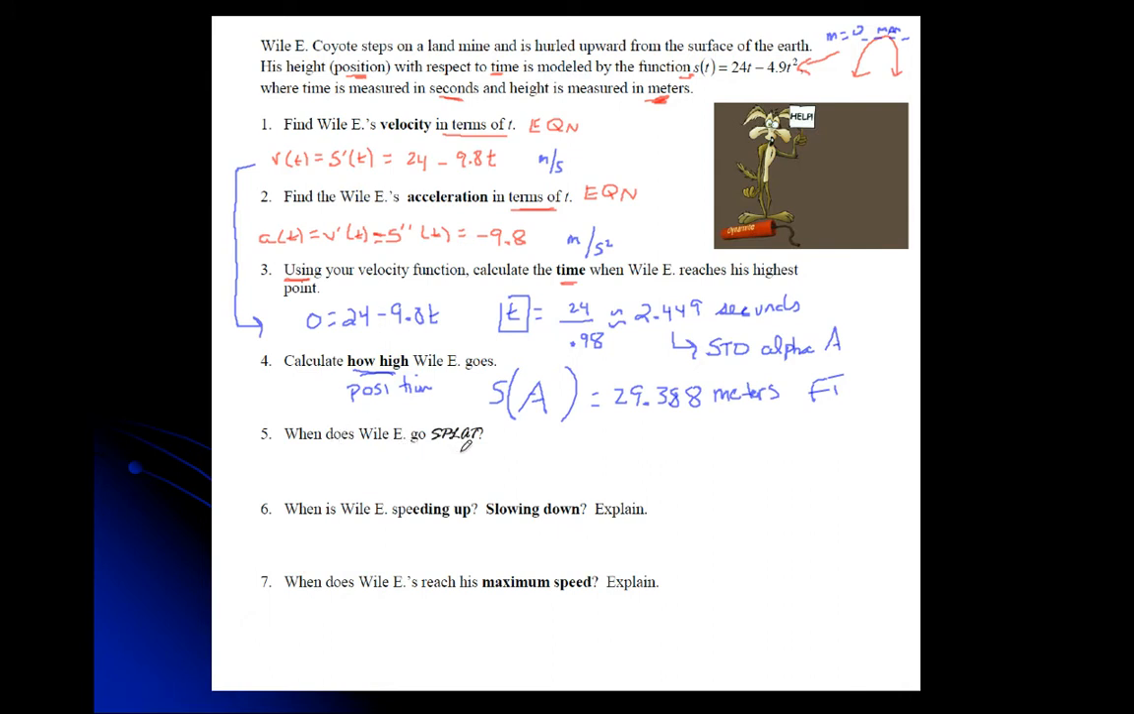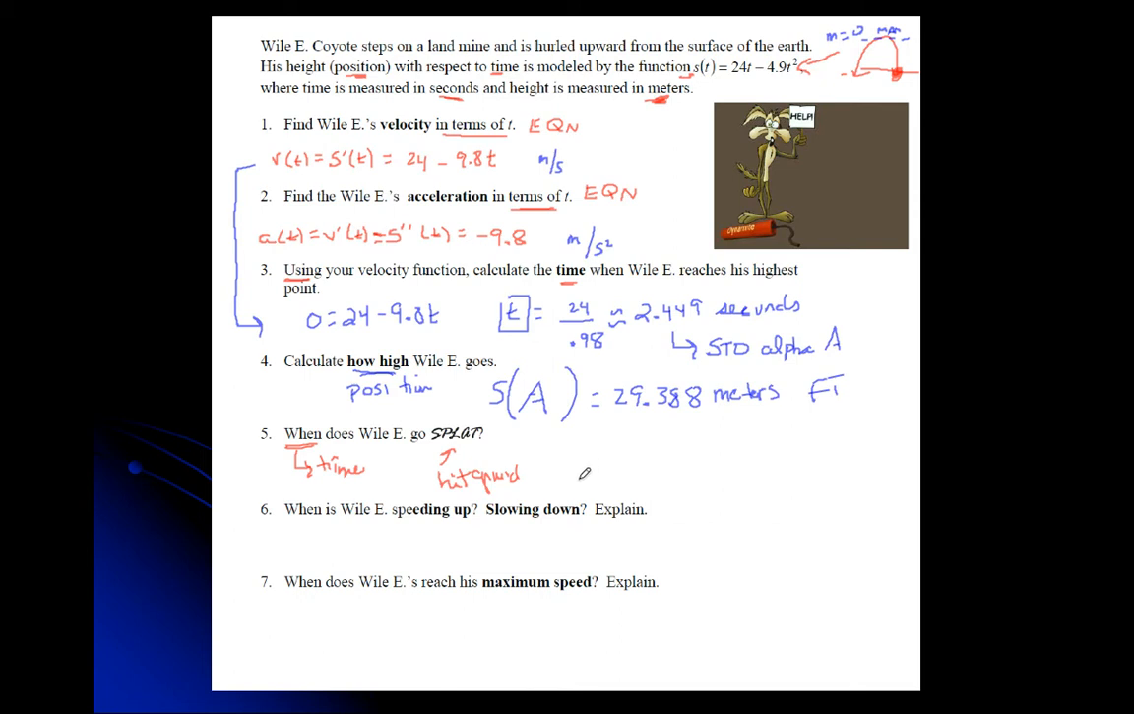When does Wile go splat? That is a time issue. Splat means hit the ground, so on my position graph, that's an x-intercept. Now, I don't have to use calculus to find x-intercepts on functions. That's also in the directions of your AP exam that you won't listen to.